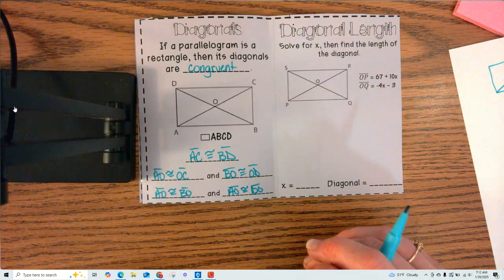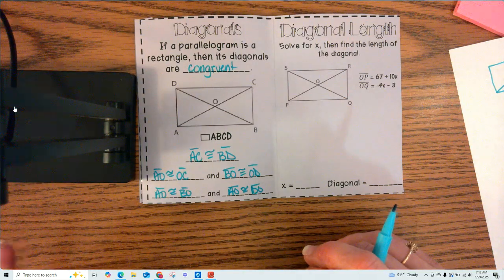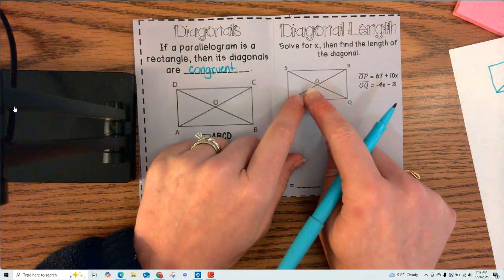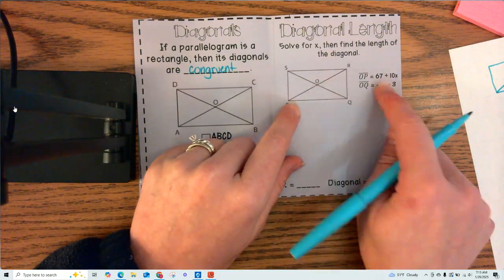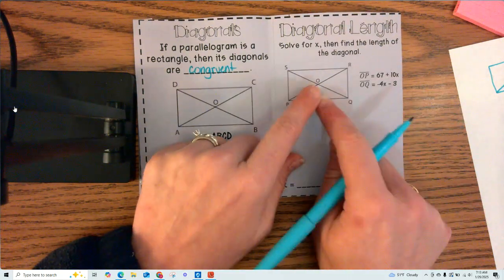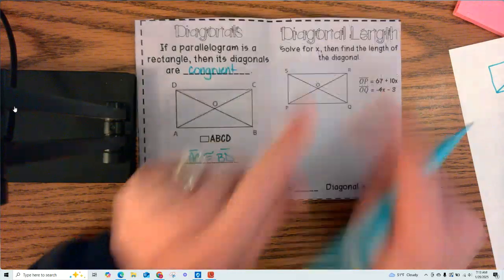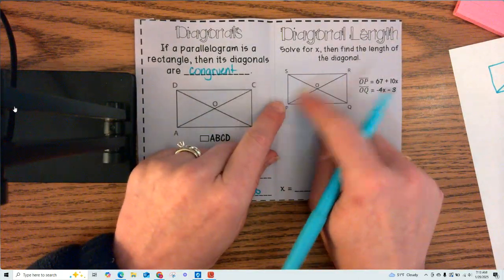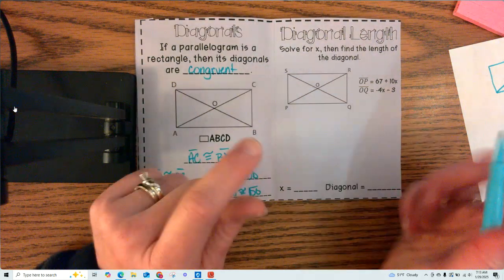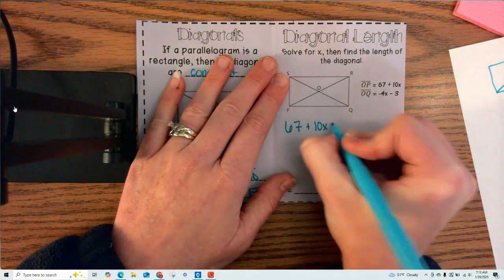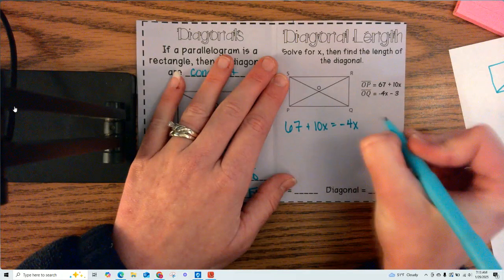All right, diagonal length. Solve for x, then find the length of the diagonal. So this says from O to P, that's this distance here, is 67 plus 10x, and then from O to Q is negative 4x minus 3. So we know that those little segments of the diagonal are going to be equal. So we can set these two things equal to each other.